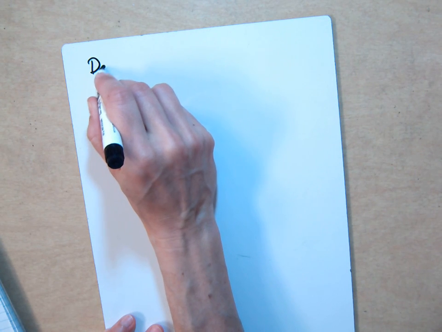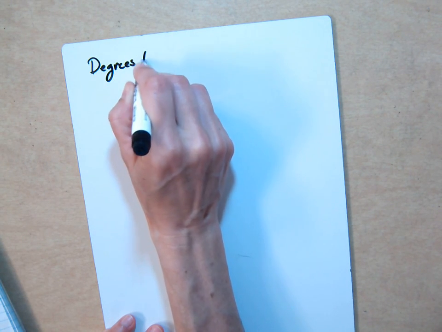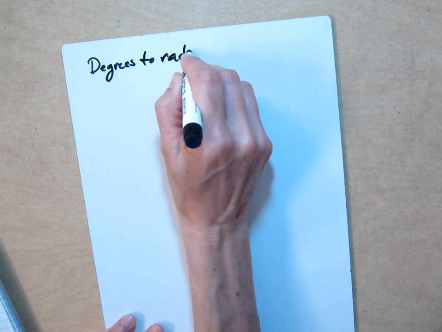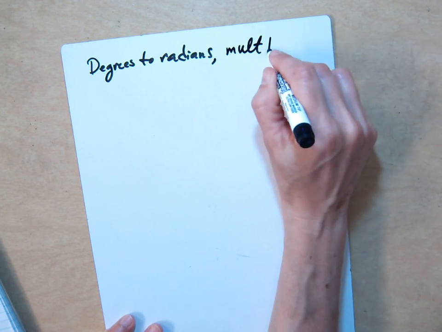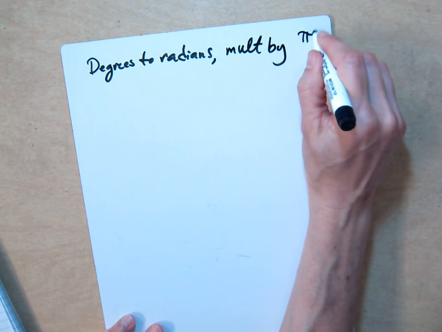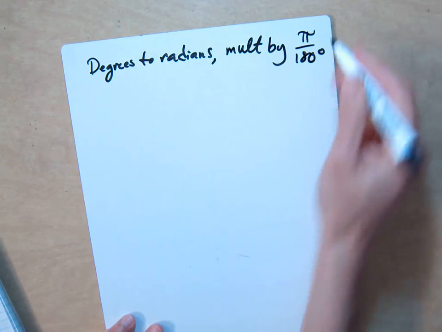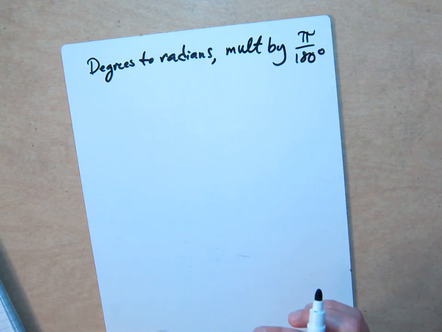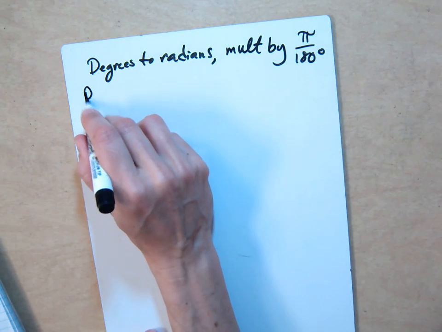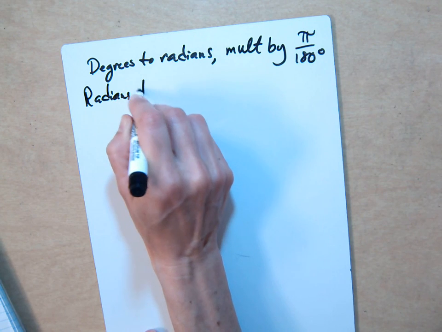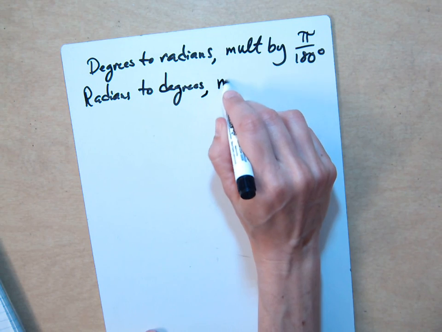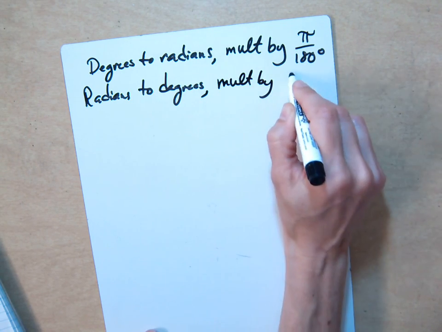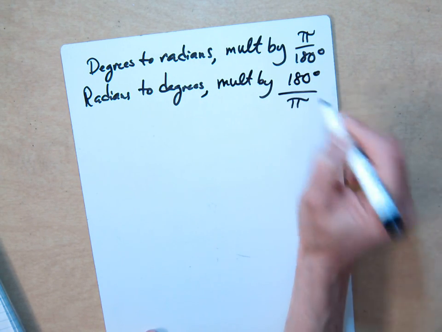So to go from degrees to radians, I'll give you the formula. I'm going to show you an even better way though, we'll get there. You multiply by pi over 180, because those are equivalent. That's like multiplying by 1. And to go from radians to degrees, you multiply by the inverse, which is still 1: degrees over radians.